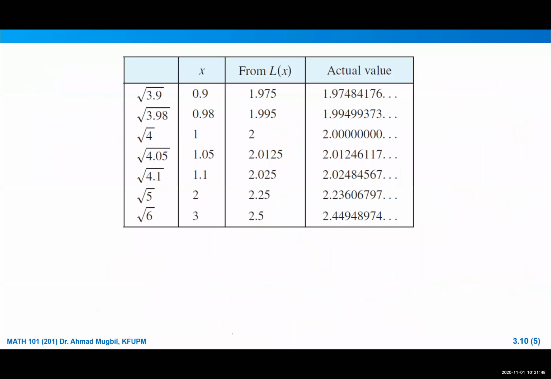If you use the calculator, by the way, look how accurate it will be. Now, these are some radicals that we need to calculate. This is x, this is the linearization, and this is the actual value of the function.